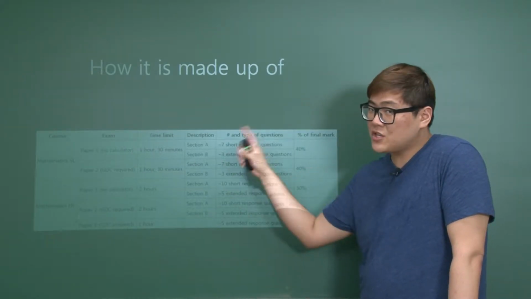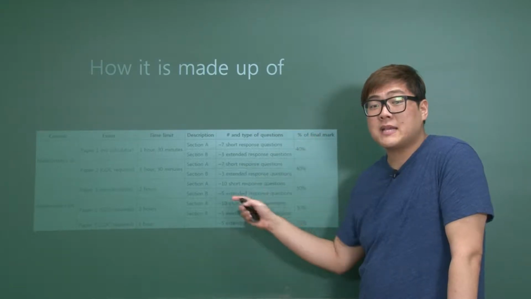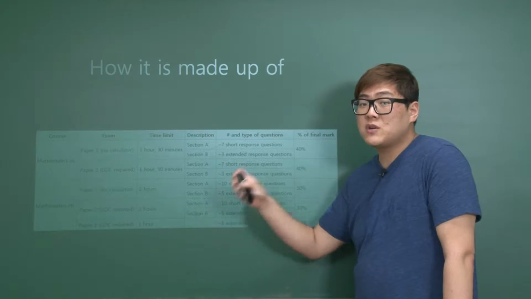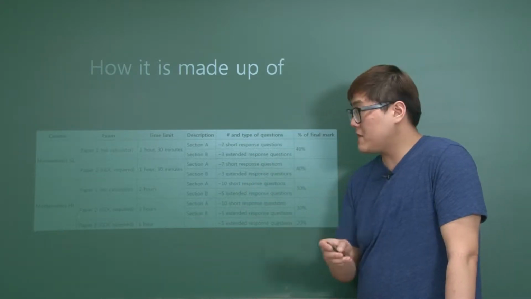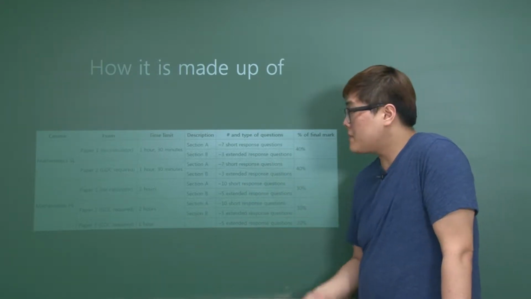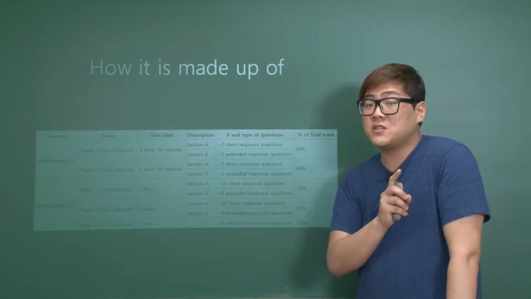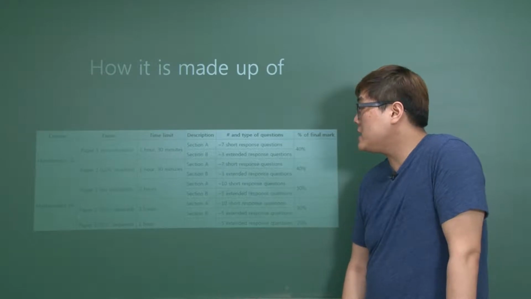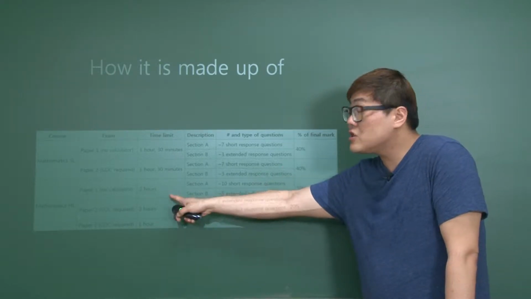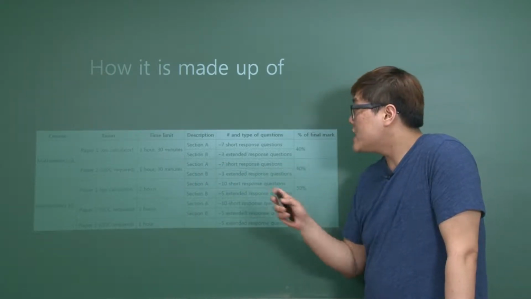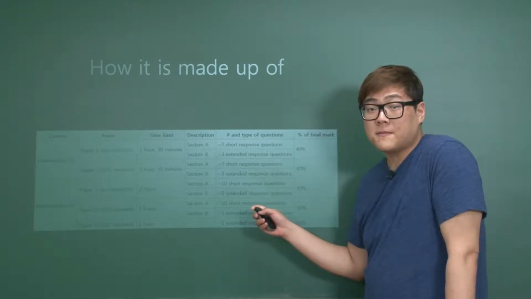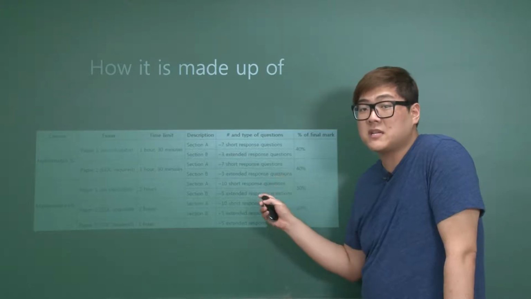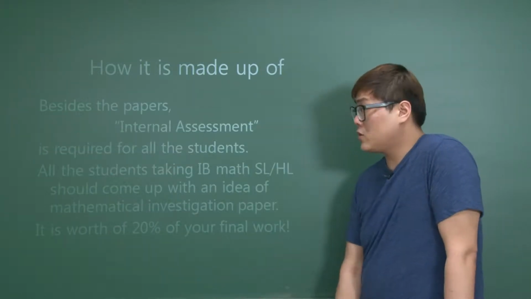This is a table, you cannot really see it, but I already explained almost everything. Standard level students and higher level students are given different time intervals to finish the papers. Paper 1 and 2 for standard level students are 1.5 hours, and for higher level students, 2 hours for paper 1 and 2. And because higher level students have longer time, you have more problems. It is worth only 80% of the total marks.